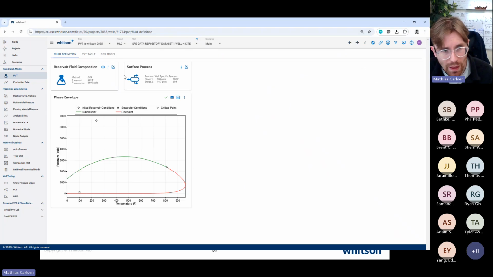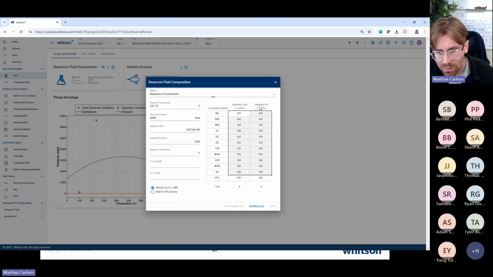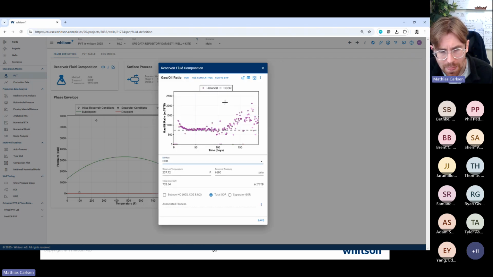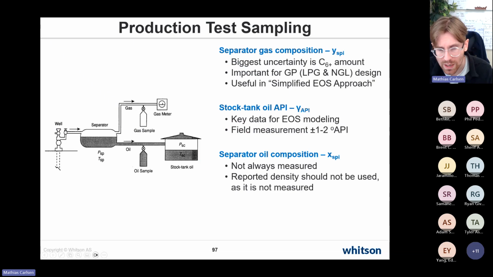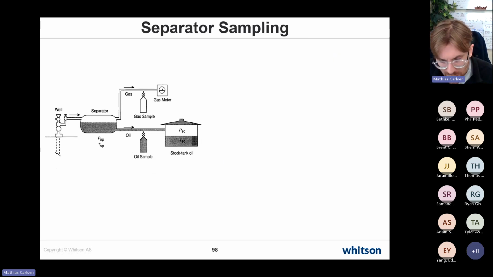So we have a method for that called separator compositions, where you can input this data and use it to estimate your composition as well. These are typically $500 to maybe $2,000 depending on what company you work with. They're very readily available, not necessarily super accurate in general.